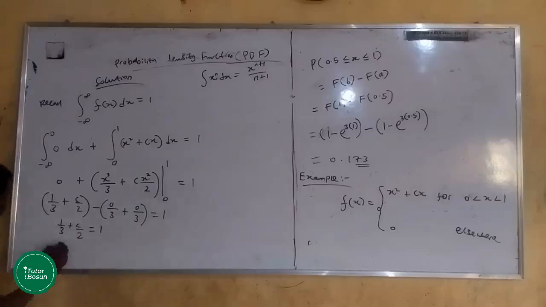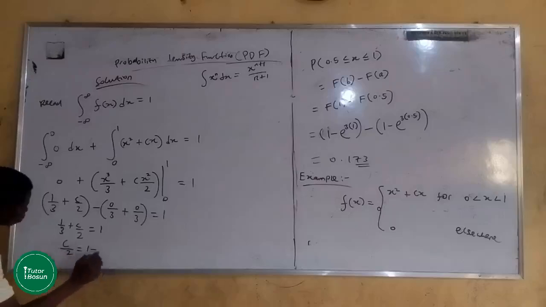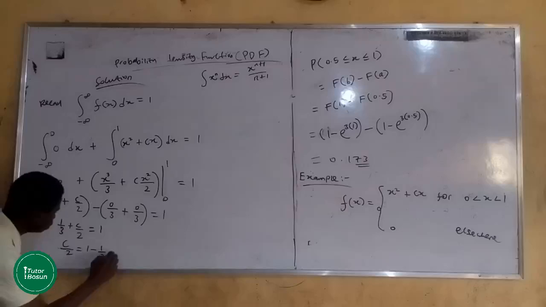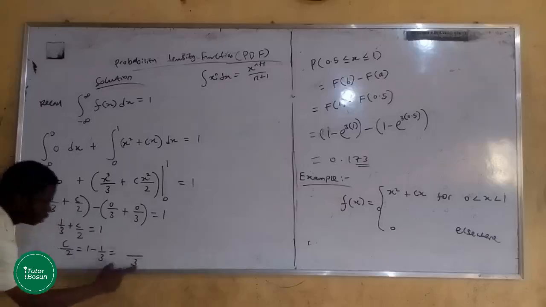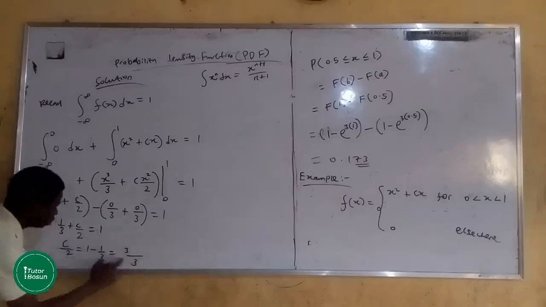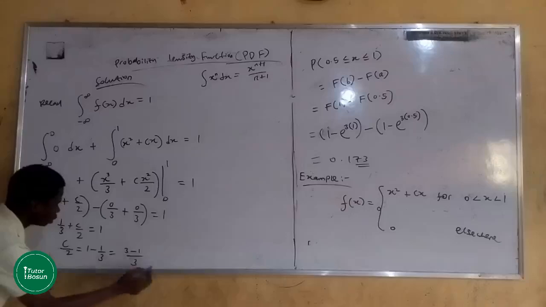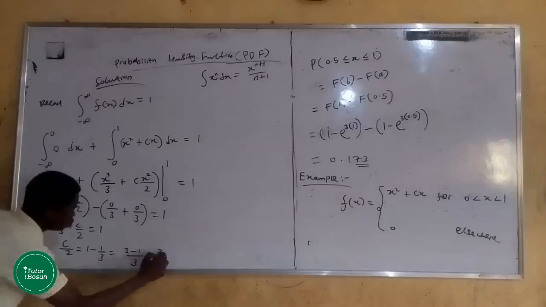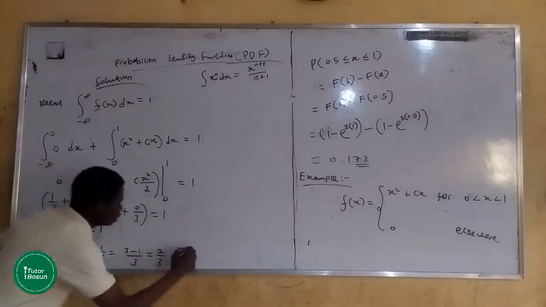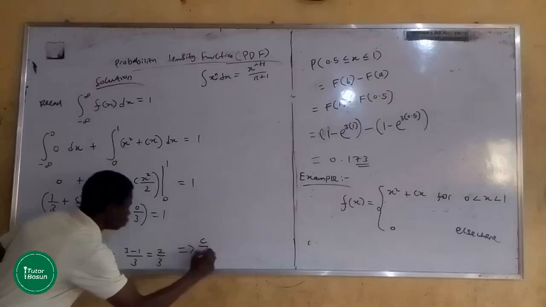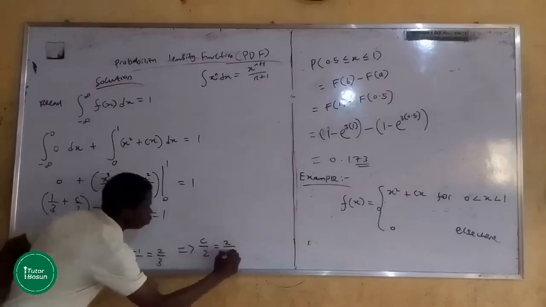So we have c over 2 equal to 1 minus 1 over 3. If we take the LCM of this, we have 3. 1 and 3, we have 3 times 1, that's 3. 3 and 3, 1, so this becomes minus 1. So this gives us 2 over 3. So automatically c over 2 equals 2 over 3.